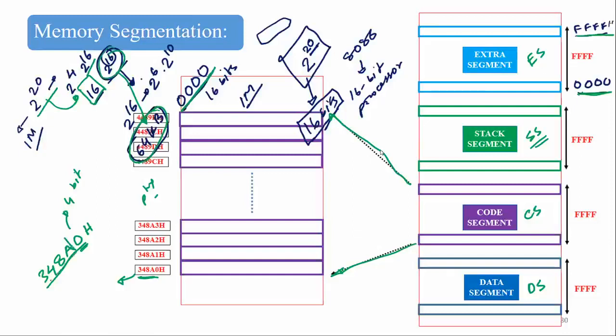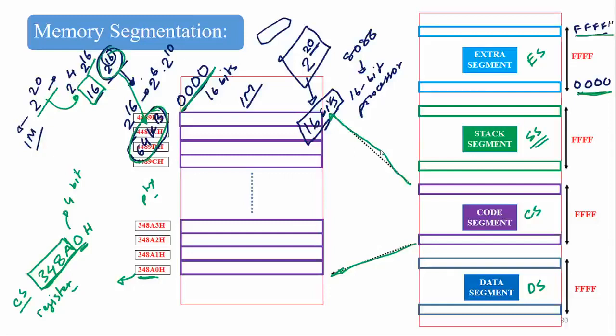And the upper 16 bits, in hex, upper 4 hex digits, I should say 16 bits, are saved in CS. That is a register. Is it clear?